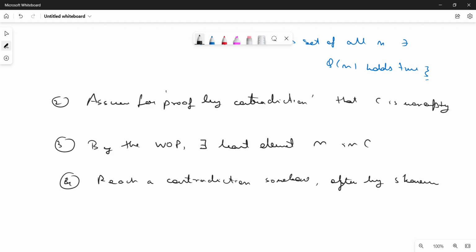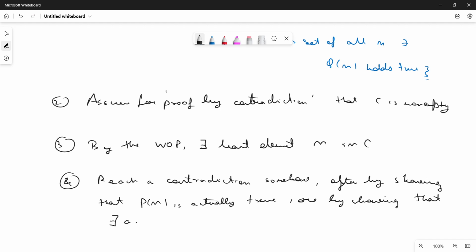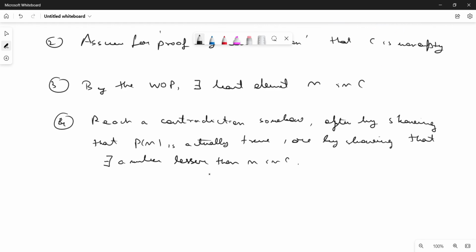somehow, often by showing that Pn is actually true, or by showing that there exists a number lesser than n in C.